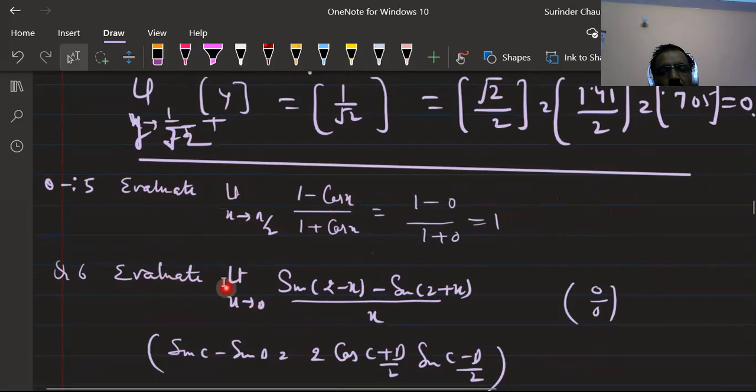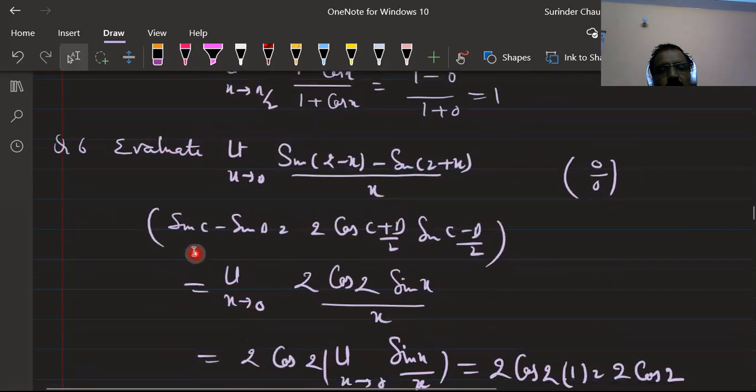Now evaluate the limit as x approaches 0 of (sine of (2 minus x) minus sine of (2 plus x)) upon x. If x is 0, we get sine 2 minus sine 2 upon 0, which is a 0 by 0 form. So in order to solve, we have to apply a formula: sin c minus sin d equals 2 cos of (c plus d) by 2 times sin of (c minus d) by 2.